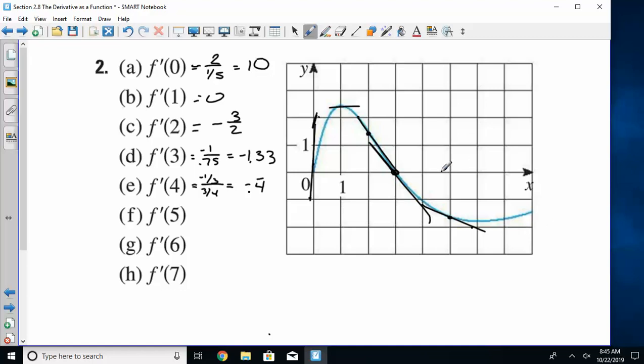F prime of 5. That's the one I did, wasn't it? I drew my line at 5, not 4. Okay, I'm running short on time. Do you guys know how I'm getting these? Estimating. If I don't finish this, can I go ahead and stop right now? Because I want to give you a couple things. Okay.